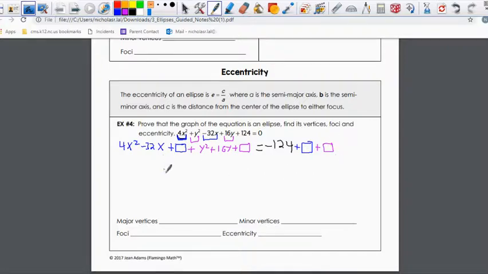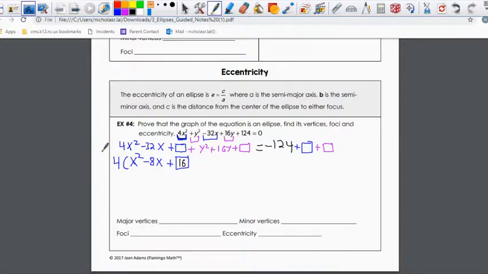All right. My next step, I'm going to have to factor out a 4. When I factor out the 4 and complete the square, I'll have x squared minus 8x, because 32 divided by 4 is 8. And for my completing the square term, that's going to be 16. Here's how I get 16.